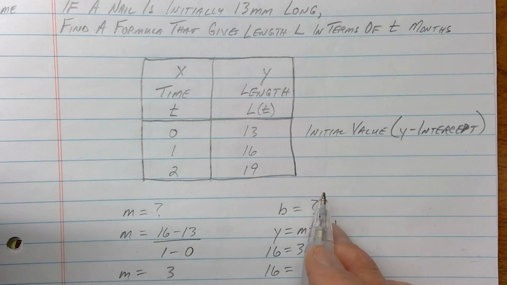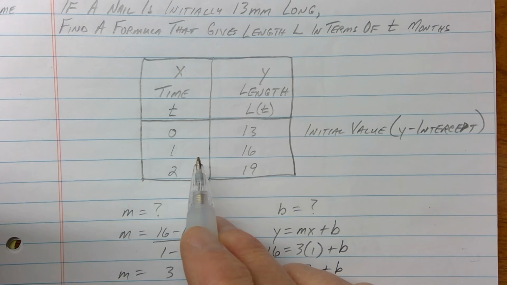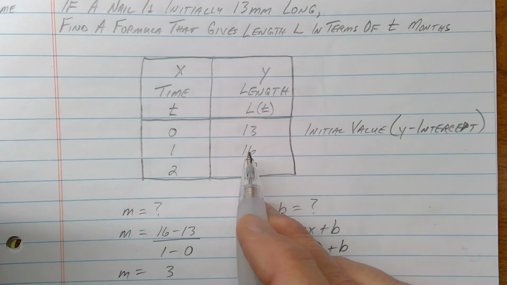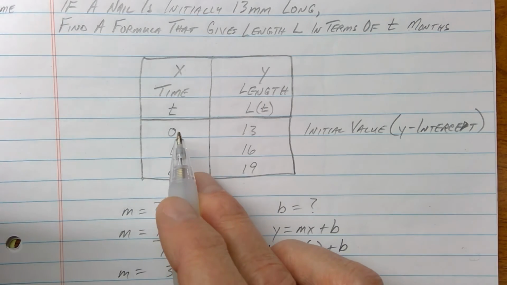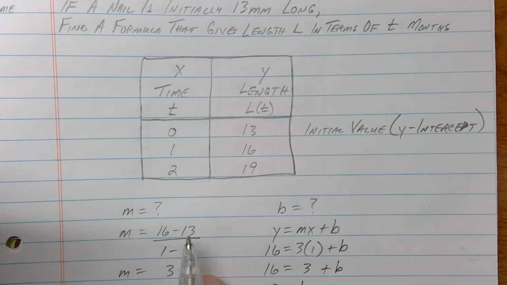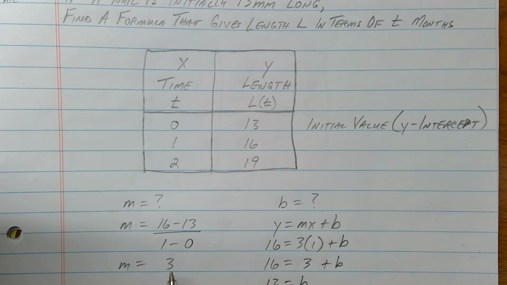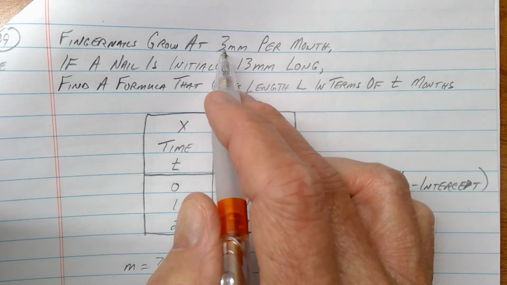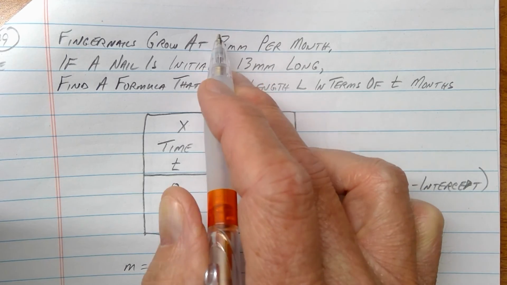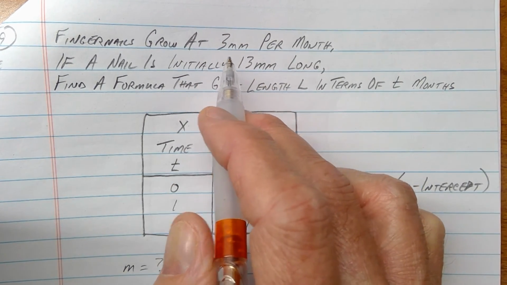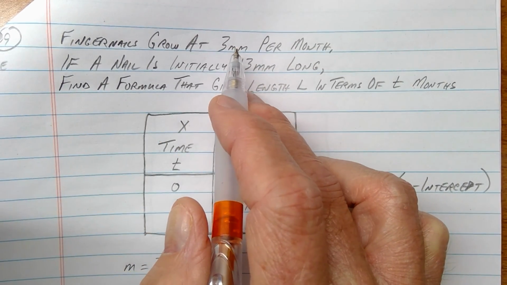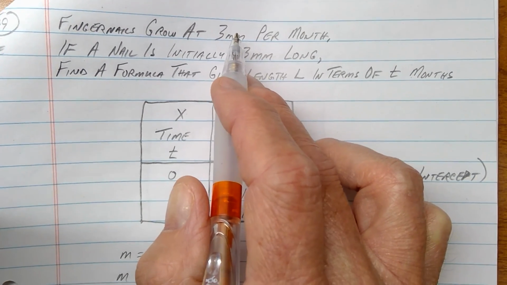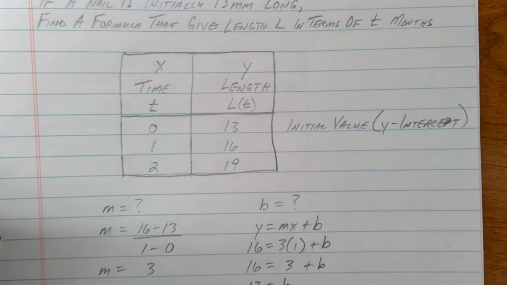All right, let's calculate the slope. I'm going to use 1, 16 and 0, 13 to calculate slope. So I'm going to go 16 minus 13 over 1 minus 0, which gives me a slope of 3. Now, if I'm on the ball, I noticed that they gave me that in the problem. I maybe just didn't recognize it. But anytime they give you a growth rate or a growth speed, that is your slope, your rate of change.